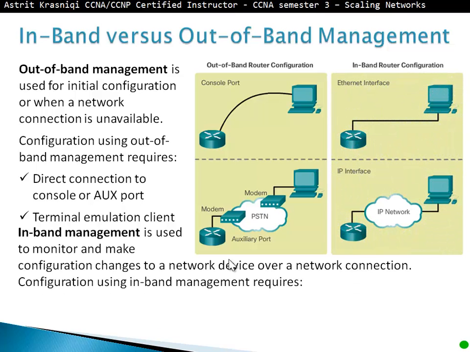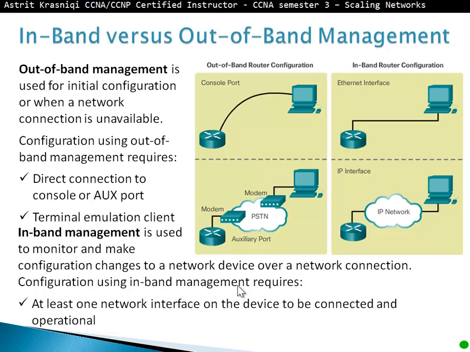Then there is something we call inbound router configuration. Inbound is used to monitor and make configuration changes to a network device over a network connection. Configuration using inbound management requires at least one network interface on the device to be connected and operational, and Telnet, SSH, HTTP or HTTPS to access the Cisco device.